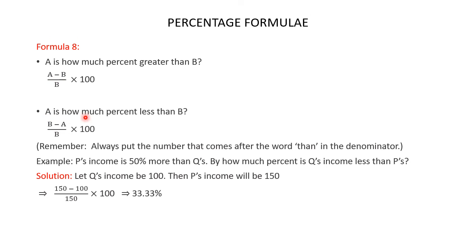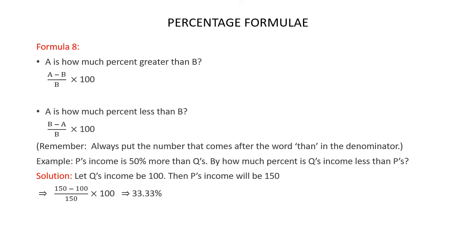A is how much percent less than B? This can be found out using the formula (B minus A) divided by B multiplied by 100. When you look at this question, you will understand that B is greater than A. So the numerator will be B minus A. Now, in this fraction, always put the number that comes after the word "than" in the denominator. So B comes after the word "than", so B has to be in the denominator here. And the numerator is nothing but the difference between the two numbers.